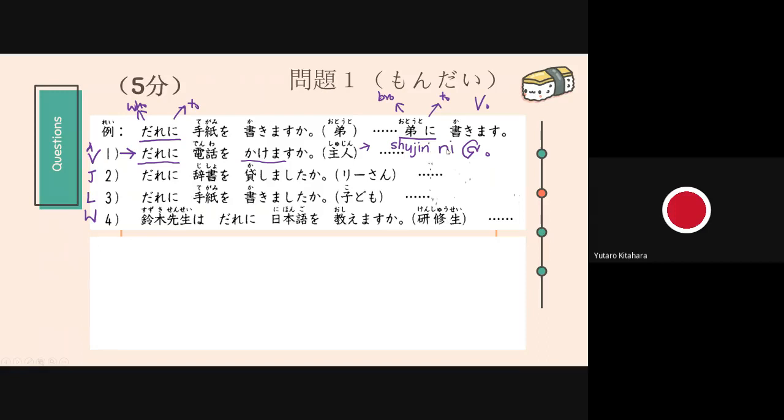Okay, number two. So, James, dare ni jisho kashimashita ka? Lisa ni jisho karimashita. Kashimashita, okay, kashimasu. So be careful, kashimasu and karimasu are very close. What's the difference? Kashimasu is lend. Karimasu is borrow. Correct. Quite a useful verb. Sometimes we keep forgetting, but it's okay.